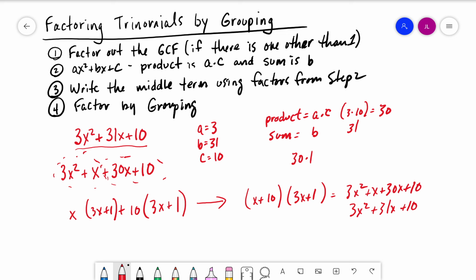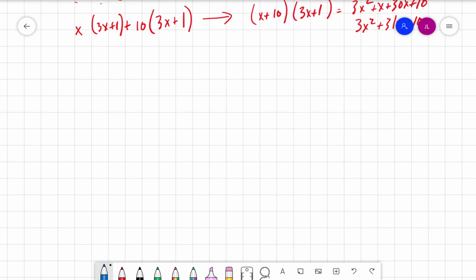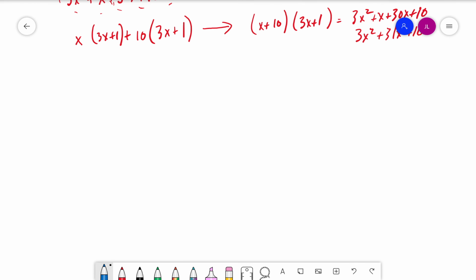So before I end this video, we'll do one more to make sure we understand factoring by grouping when the leading coefficient isn't equal to 1. So let's look at another one. Let's look at 4x² plus 20x plus 25.